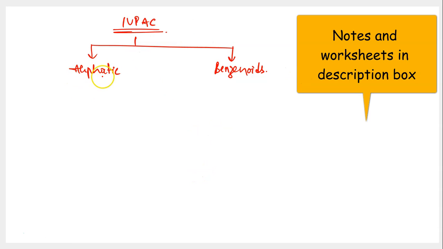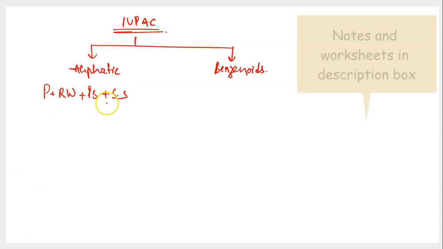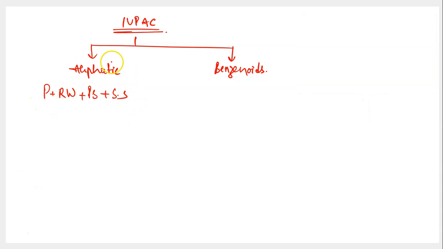When you're naming an aliphatic organic molecule according to IUPAC rules, you know that there are four components that are possible for a name. The first one is prefix followed by root word, and then primary suffix, and then secondary suffix. So you get to see these four components when you're naming an aliphatic organic molecule according to IUPAC. But when it comes to benzenoid, it is a different story altogether. You won't get to see these four components. You won't follow all the rules that you have learned over here. So you would have to study the benzenoid nomenclature in a slightly different manner.